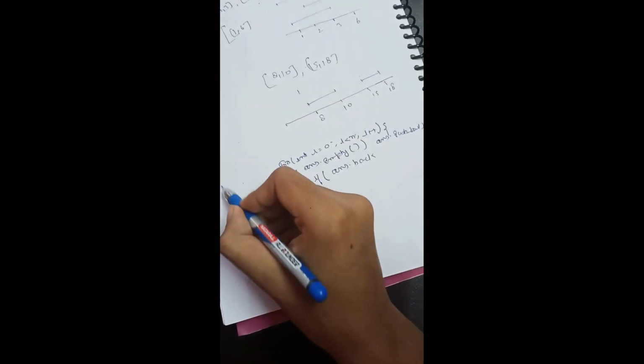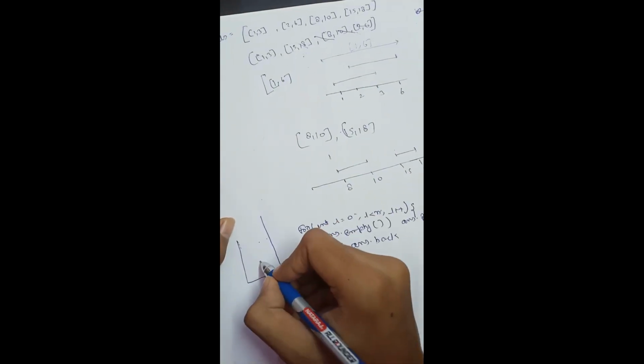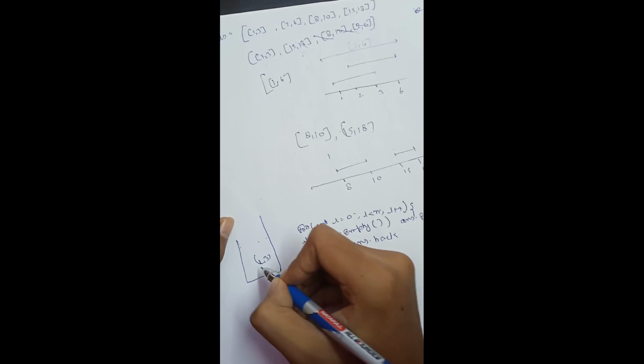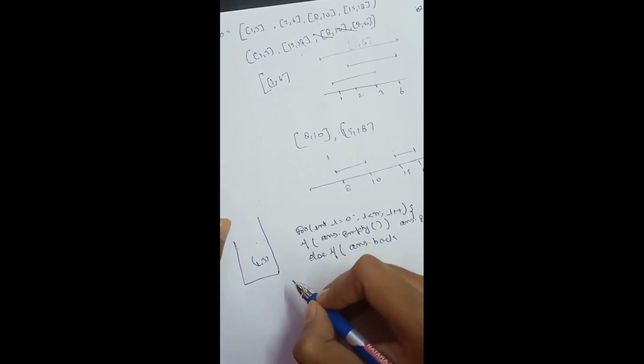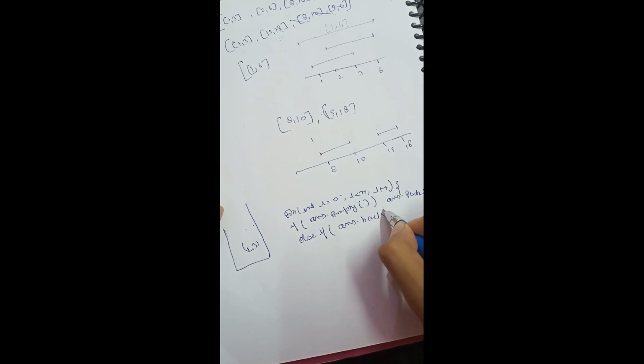This is our answer vector. In the first iteration, the answer is empty, so we will push our first vector, which is 1 comma 3. After this, in the next iteration, the else if is answer dot back 1.